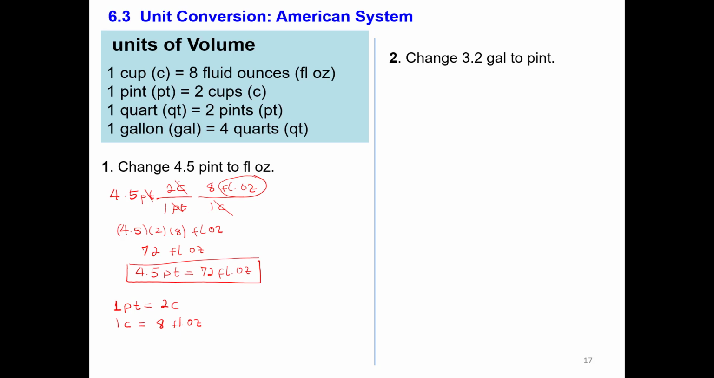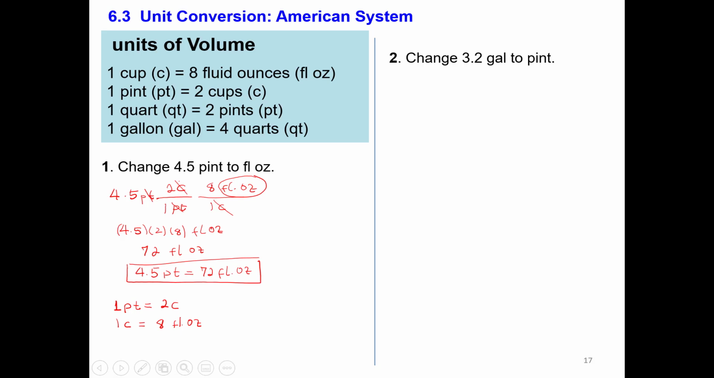Let's see the next problem. We want to change, in this case, gallons to pints. This is what we want to change. Gallons to pints. We don't have a direct conversion factor, but what we can do is convert first gallons into quarts, and then convert the quarts into pints. Then we will use the last two conversion factors.